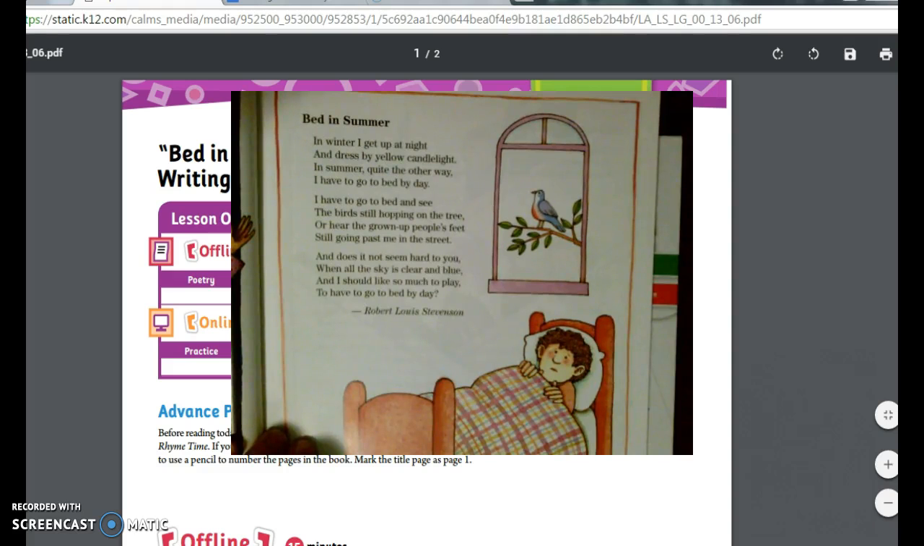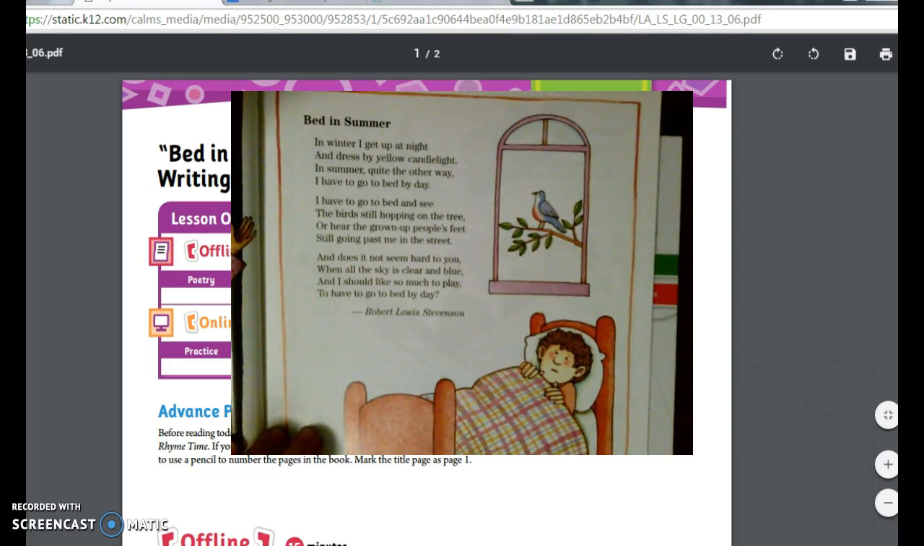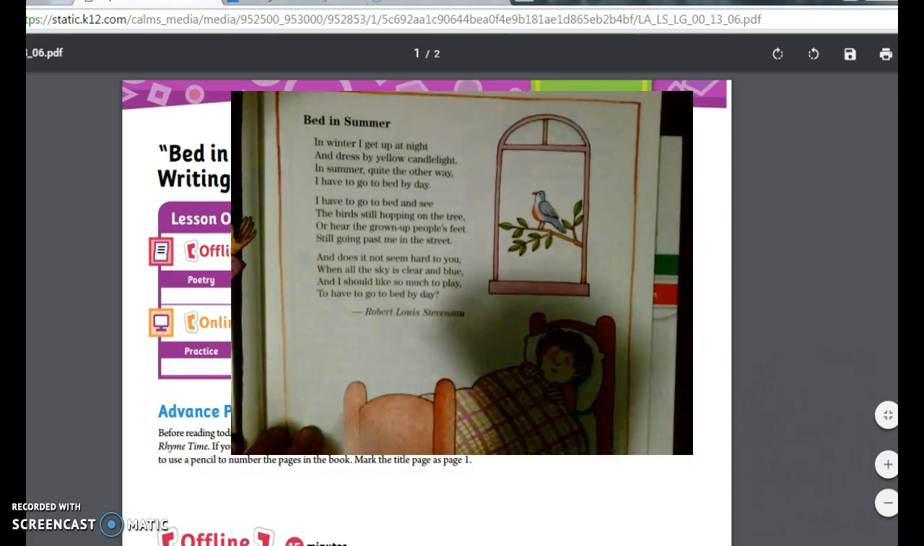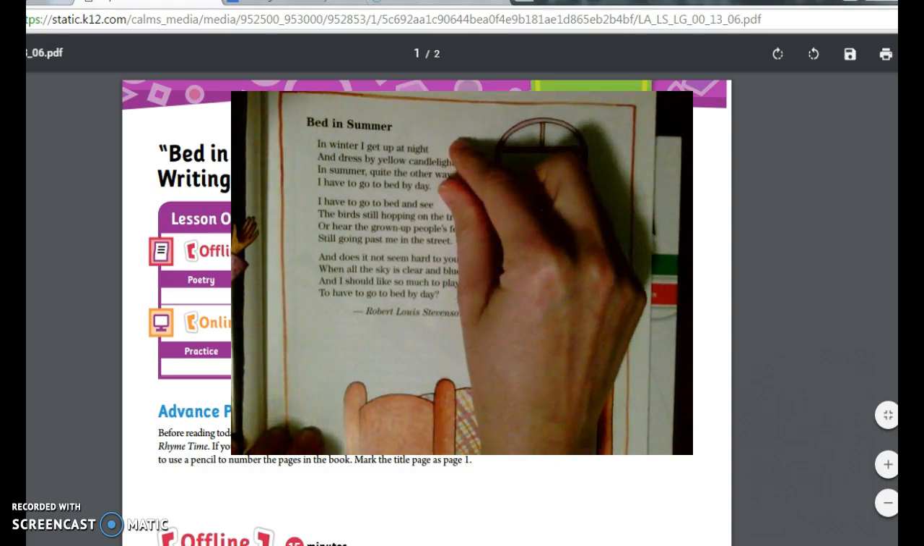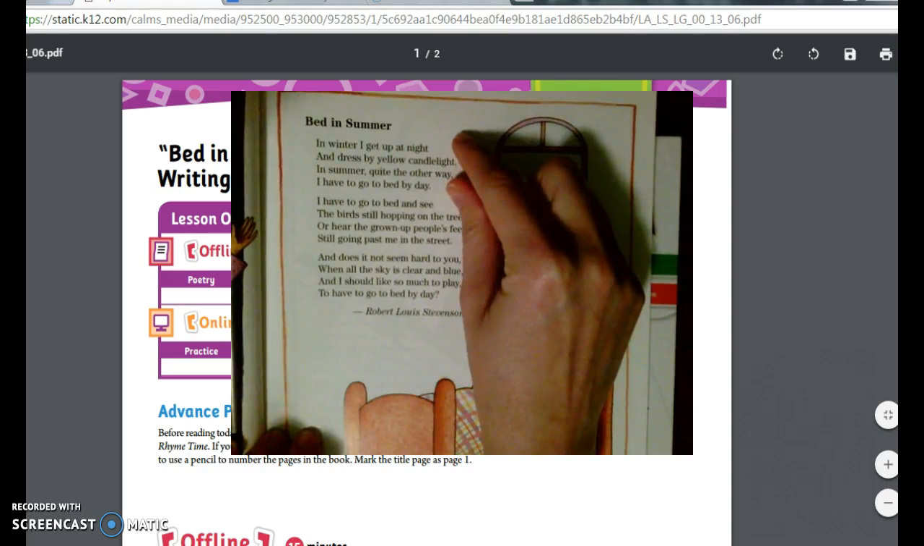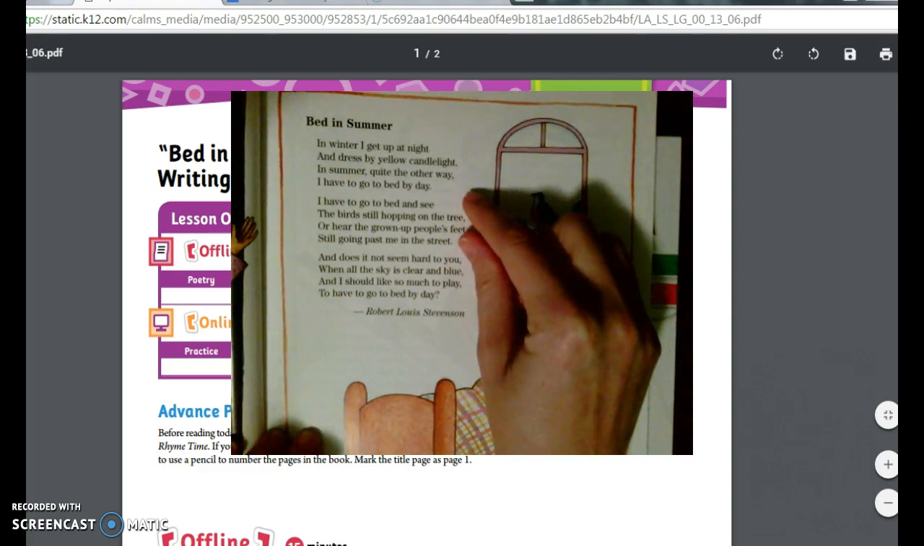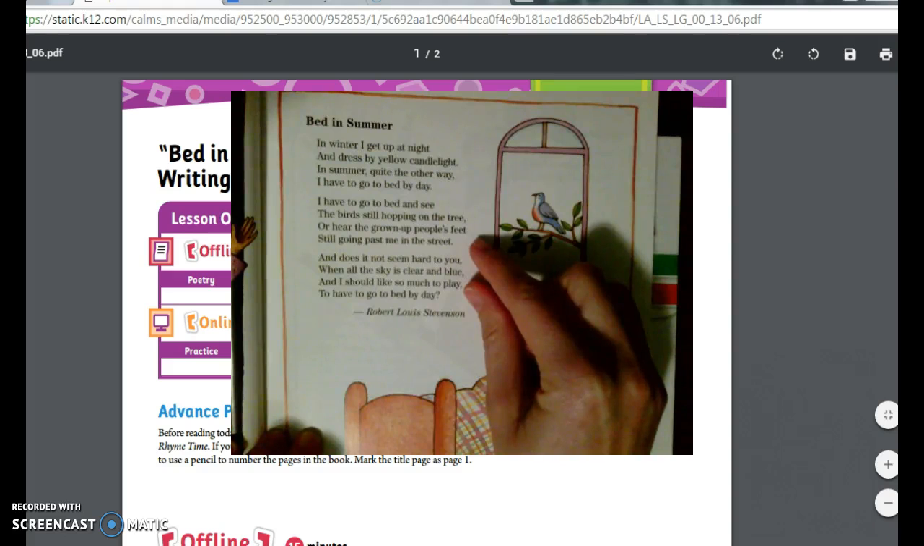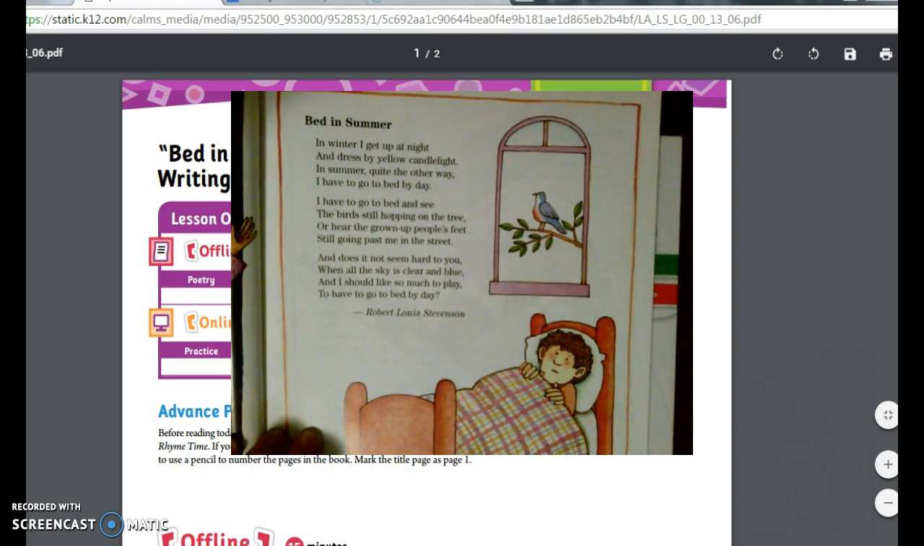All right, now we're going to read a poem together titled Bed in Summer. Students, poems are sometimes divided into groups of lines, and we call these lines stanzas. As you can see here, Bed in Summer has 3 stanzas: stanza 1, stanza 2, and stanza 3. Some poems describe feelings that you might have had yourself. When we read a poem about a feeling that we've had, sometimes it can help us to understand that poem better. As we read this poem together, be thinking about these questions.